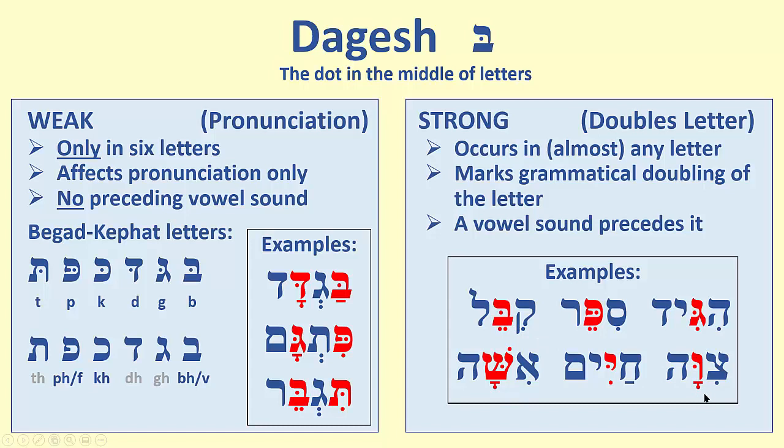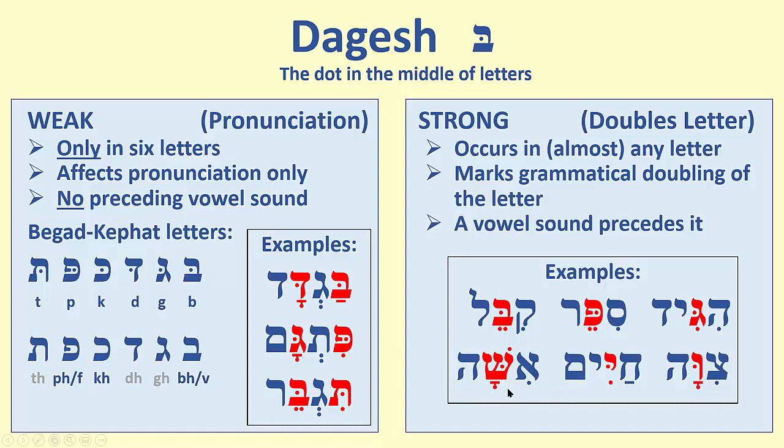In the remaining examples, we have letters that are not begad kefat. Here we have a consonantal vav that is grammatically doubled because of the strong dagesh in it. We know it's strong because of the preceding vowel. This is pronounced tziva. The next example has a grammatically doubled yod. It has a vowel preceding it, so there are two yods right here in this red letter. Chayim, chayim.